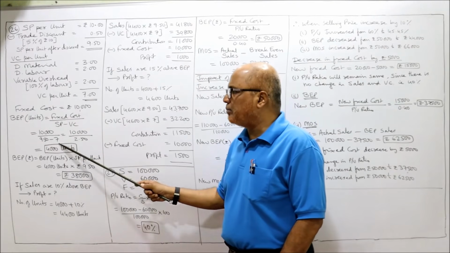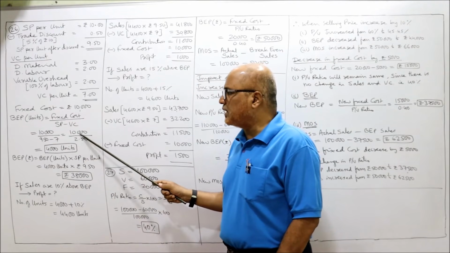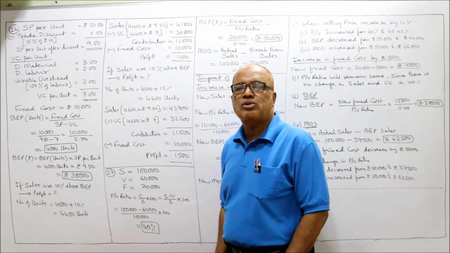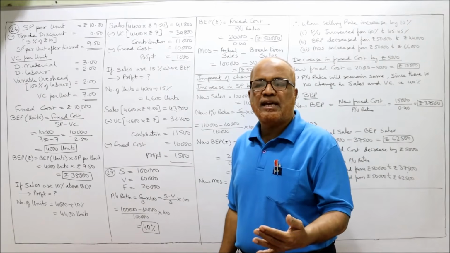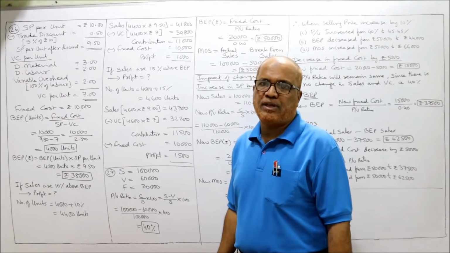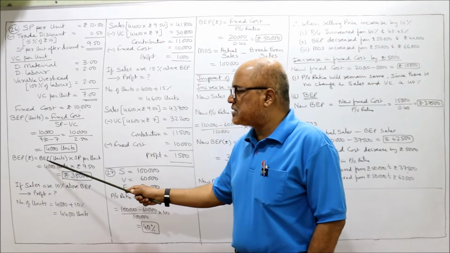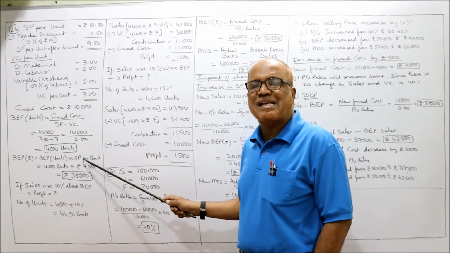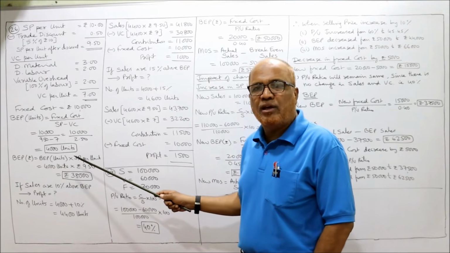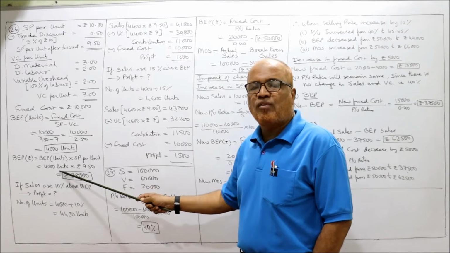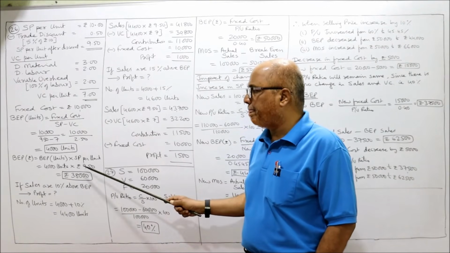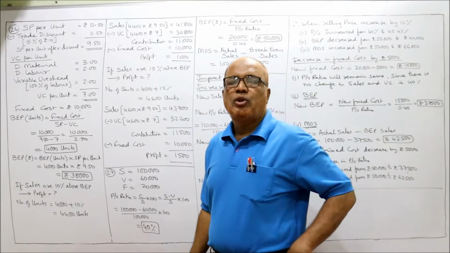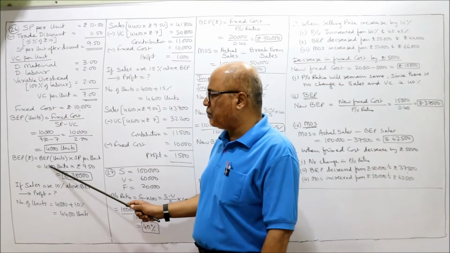So 9.5 minus 7, 2.5. So 10,000 divided by 2.5, 4,000 units is the break-even point. Now we can easily calculate BEP in rupees also, in value also. So BEP in rupees is equal to BEP in units into selling price per unit. How many units we got? 4,000. This 4,000 will be multiplied by selling price, 9 rupee 50 paisa. You will get 38,000. So we got BEP in units, BEP in rupees.